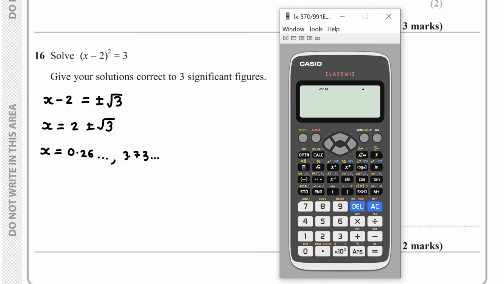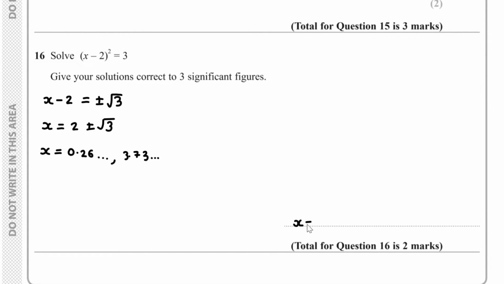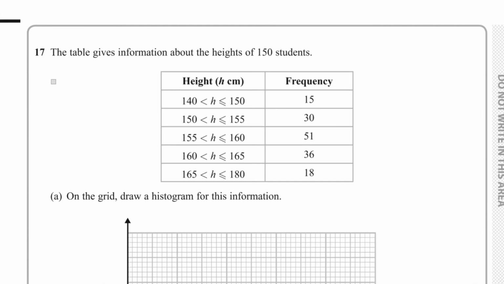So therefore, to 3 significant figures, you will find we get 0.27, rather we've got 0.268. So we've got x equals 0.268, and we've also got 3.73, both given to 3 significant figures.